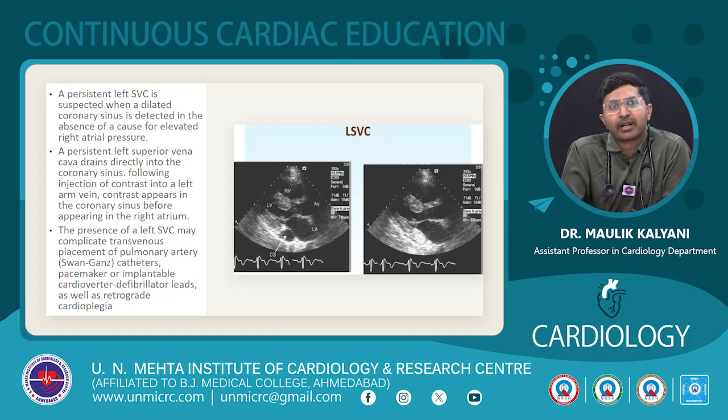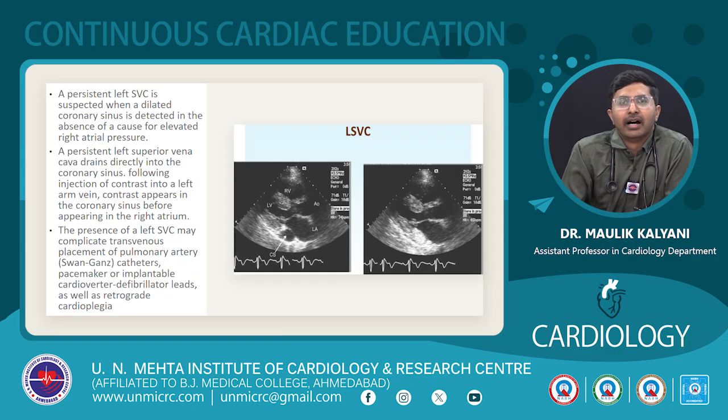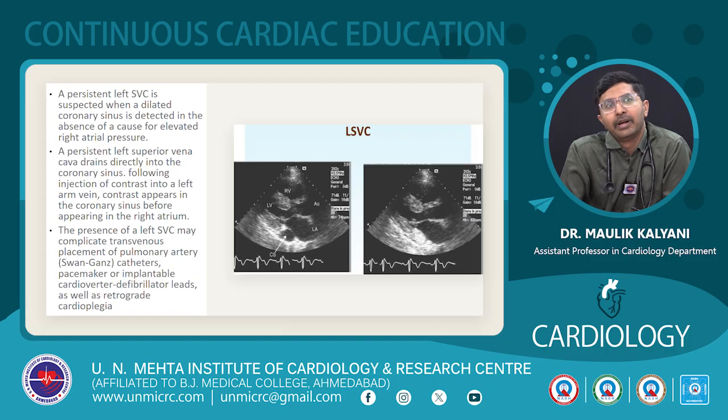So injecting the contrast from the left antecubital vein or other vein, and then following it shows the appearance of the contrast in the coronary sinus, followed by the RA and RV. So it is suggestive of LSVC to coronary sinus to RA. If it appears directly in the RA, then it might be that the LSVC is draining into the SVC, or there might not be any abnormality at all. But it can also drain into the left atrium, which can be the cause of desaturation.